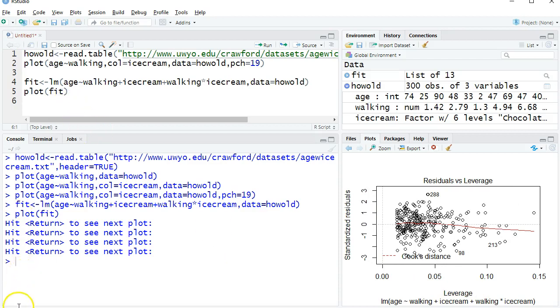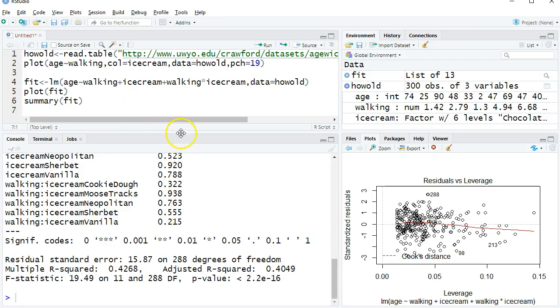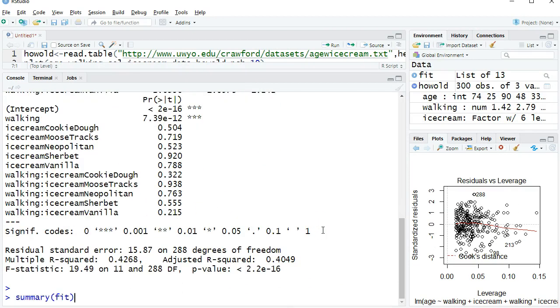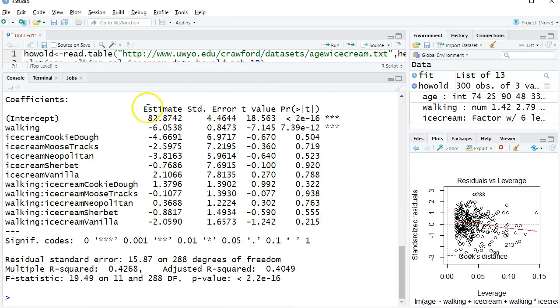Now let's try a summary. See what's really important here. It doesn't all fit on one side, so I'm going to size out my window a little bit. And what do I see? Does walking help predict your age? Tiny p-value, so yes, it really does. But does looking at cookie dough, moose tracks, Neapolitan, sherbet, vanilla, all those different things, no, they don't really. Look at all those big p-values.